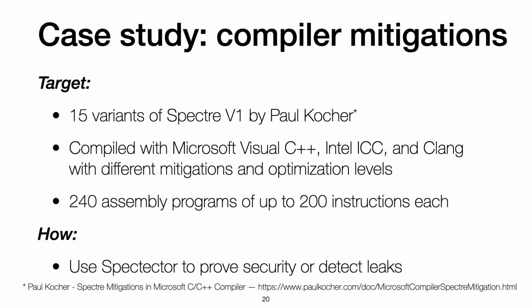As a target, we analyzed 15 variants of the Spectre v1 snippet developed by Paul Kocher. We compiled these 15 programs with the Microsoft Visual C++, the Intel ICC, and the Clang compiler using different mitigations and optimization levels. As a result, we obtained a corpus of 240 assembly programs, and we used Spectector to prove security or detect leaks in each of these programs.